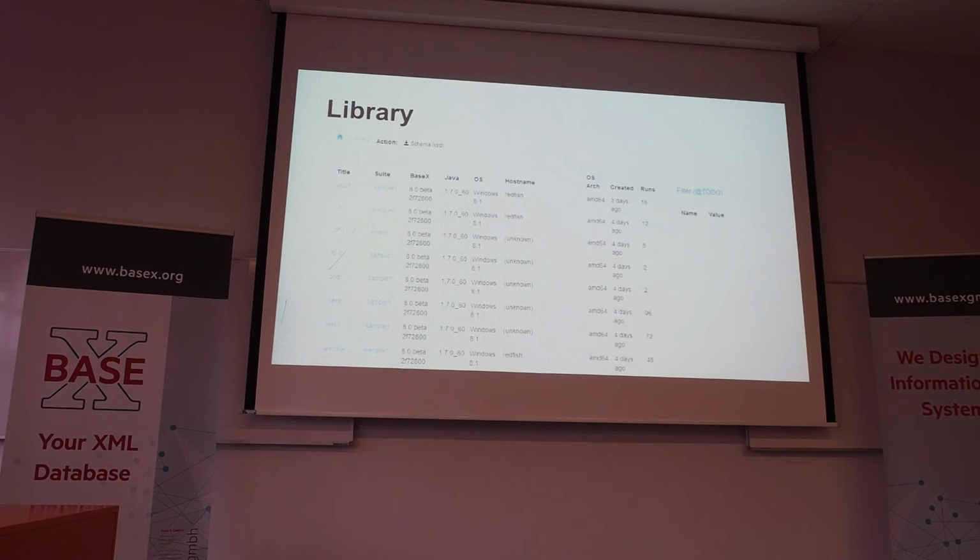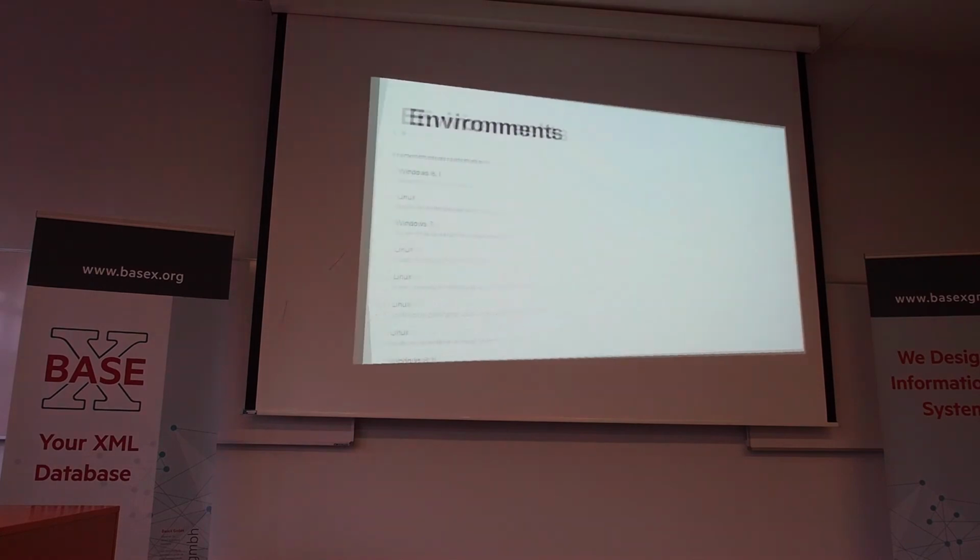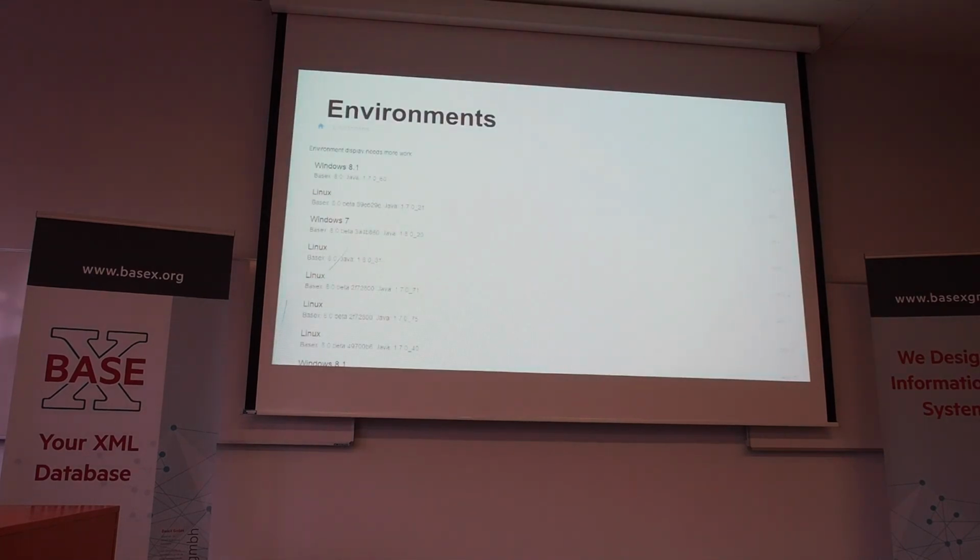Each result has a title of the suite, what version of BaseX it was running against, what version of Java, what the operating system was, and so on. As you can see, I've used a number of BaseX 8 betas. They seem to come out every 2 minutes. So the environments is just to try and take from the set of results the facts of the operating system and the version of Java and BaseX, so you can look at those separately.